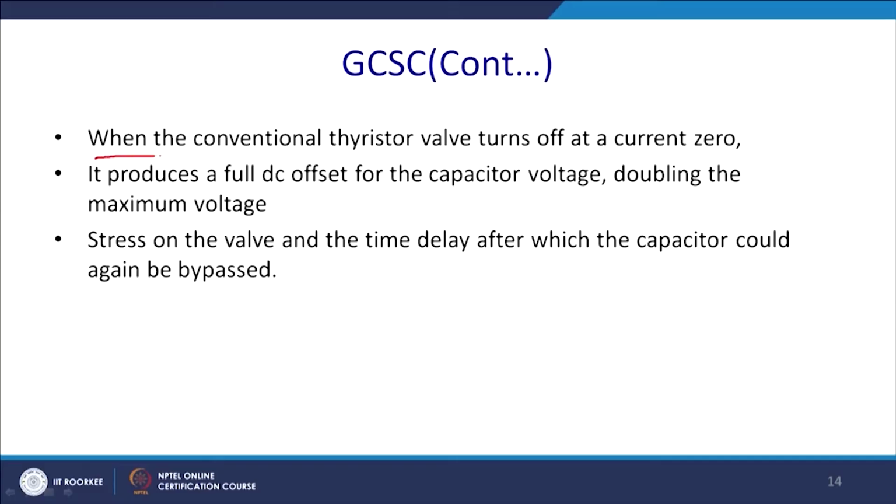And thus, when this conventional thyristor valve turns off at 0 current, it produces the full DC offset voltage to the capacitor, and thus it doubles the capacitor voltage across the thyristor. So, it is doubling the maximum voltage. So, what will happen then? The stress on the valve and the time delay after which the capacitor will again be bypassed will increase. So, we cannot actually replace this GTO by a thyristor. Now, this is the discussion about the GCSC.